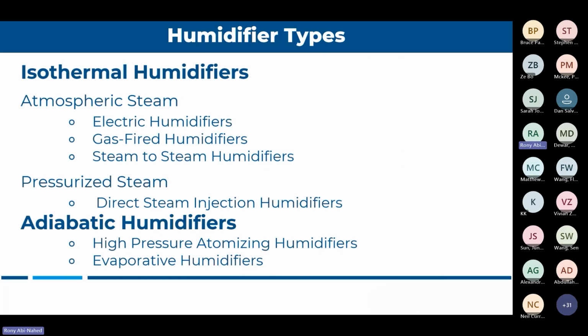So what types of products do you have when you're dealing with humidification? If you go with the isothermal products, you have electric units, gas units, and steam-to-steam units. That's what we call atmospheric steam, so there's no pressurized steam. And then you would have pressurized steam coming from an existing boiler in the building. On the adiabatic side, you can have the high pressure system or the evaporative media.